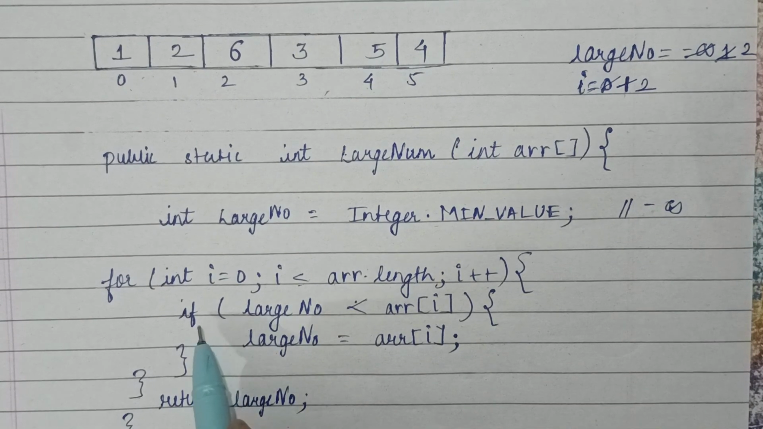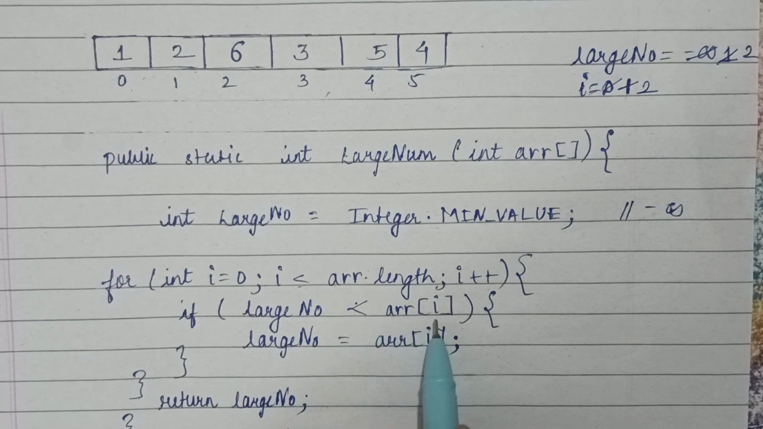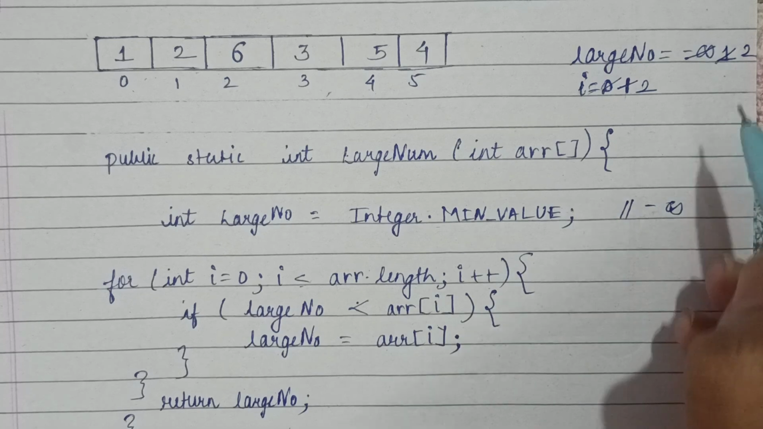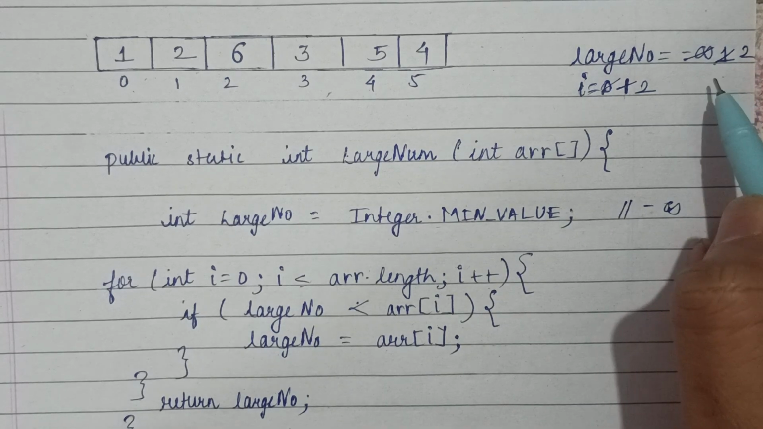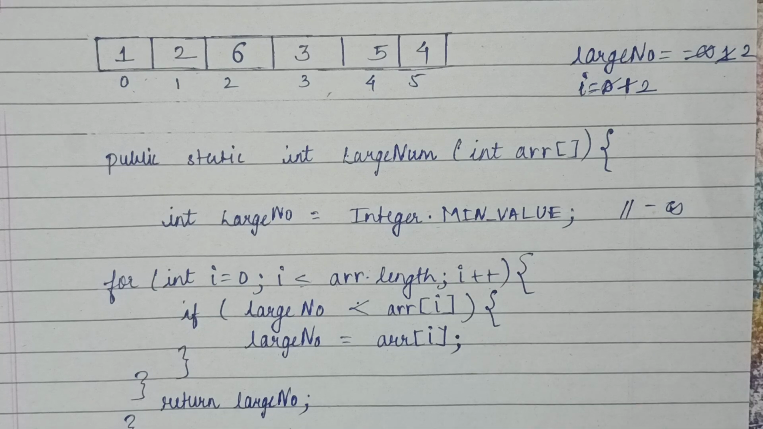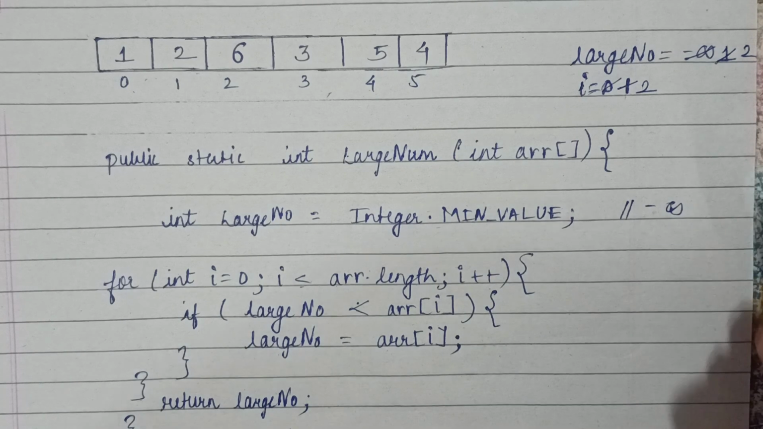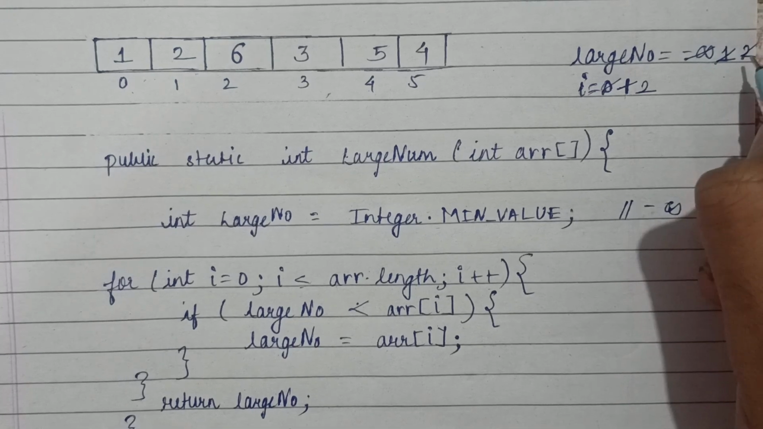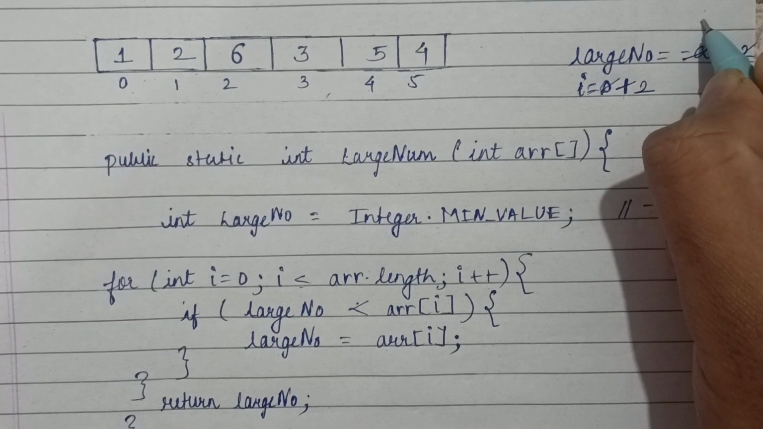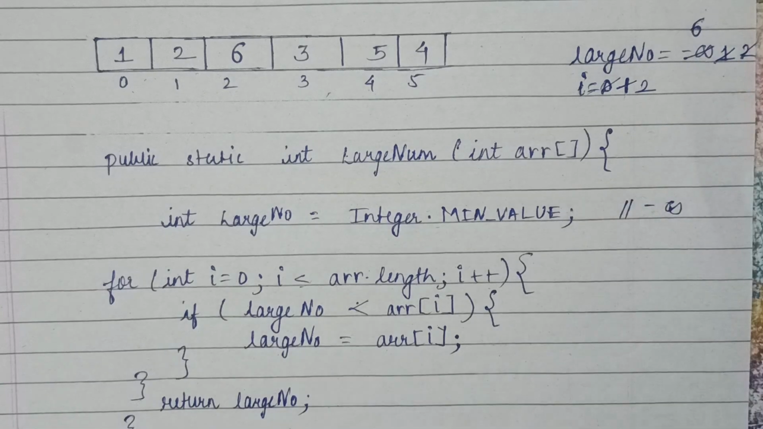Now it will check the condition here. Is large number less than or equal to array of i? That means 2 is less than or equal to 6. Okay, the condition will be true and large number gets updated and it becomes 6.